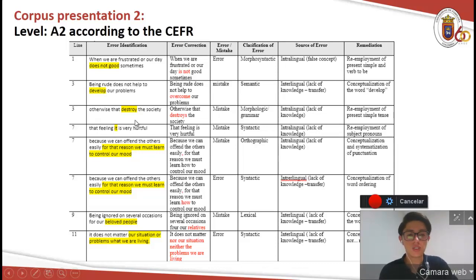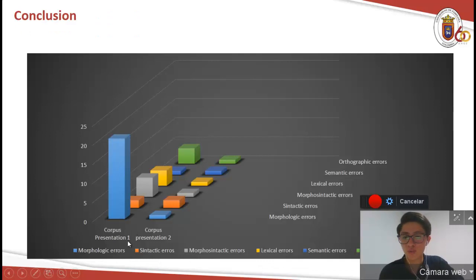As a kind of conclusion, I must say that in corpus presentation number 1, there were several morphological errors, right? We have 19 errors of morphology, different to corpus presentation number 2. There, the syntactic errors were 2, and the other ones were different. The same happens in corpus presentation number 1: the other ones were different, right? So I think that's all, and thank you.